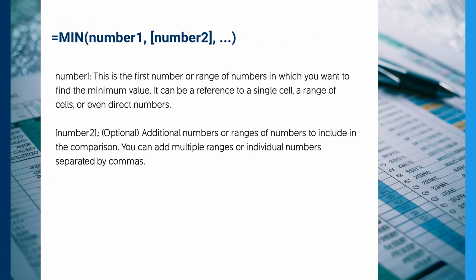Let's start with the syntax of the MIN function. Here's what each part means. Number1: this is the first number or range of numbers in which you want to find the minimum value. It can be a reference to a single cell, a range of cells, or even direct numbers. Number2, optional: additional numbers or ranges of numbers to include in the comparison. You can add multiple ranges or individual numbers separated by commas.